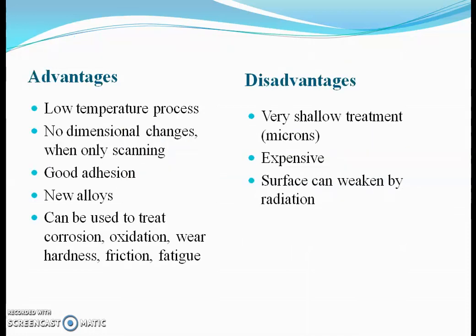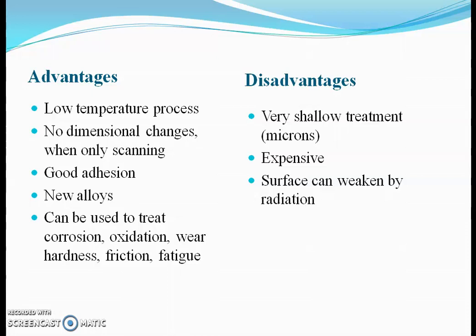Then what are the advantages and disadvantages of the FIB process? Advantages: low temperature process. When this process is carried out at low temperature, no dimensional changes occur during the machining, only scanning. Good adhesion, new alloys. It is applicable for new alloys. A variety of materials can be manufactured, and it can be used to treat corrosion, oxidation, wear, hardness, friction, fatigue.